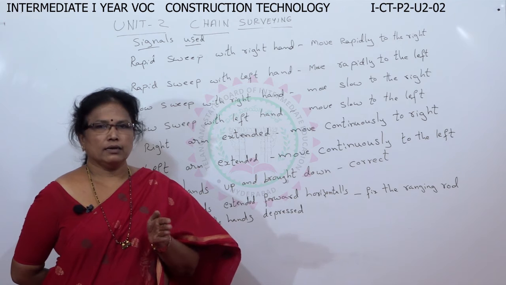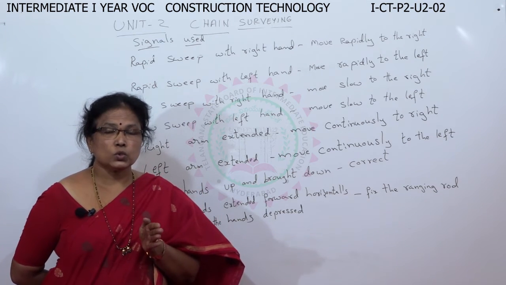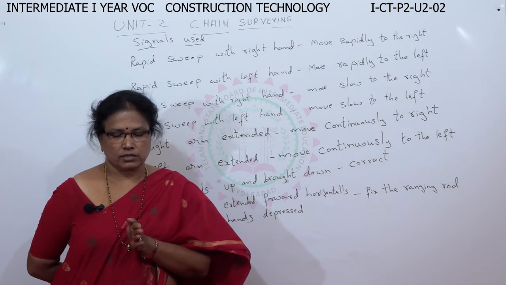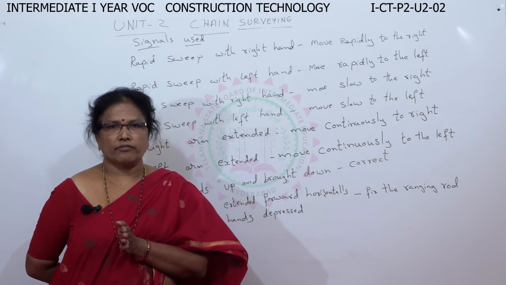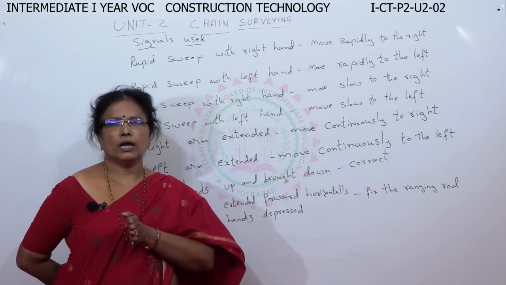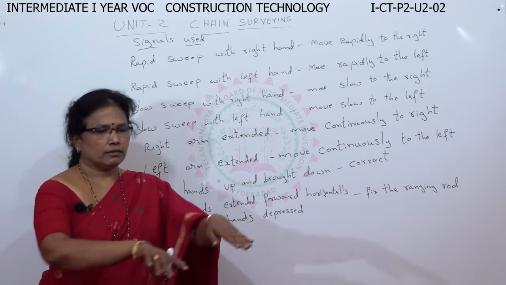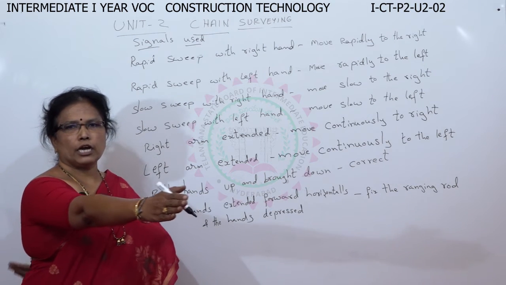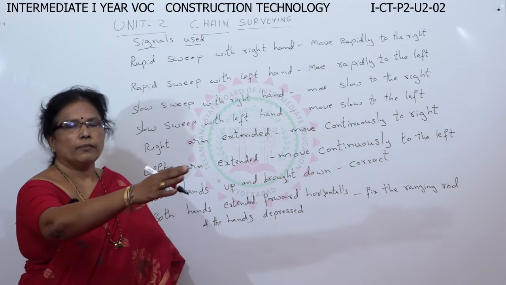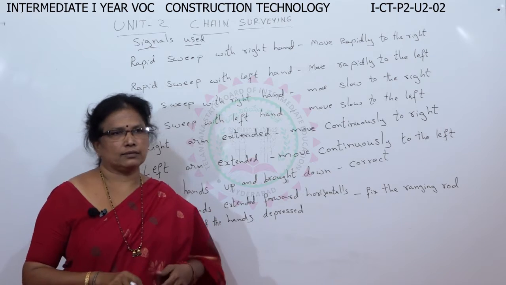Next signal is slow sweep, left hand. So like this, the left hand is swept slowly in the left direction. Then you have to move the ranging rod slowly to the left side. Then next, right arm extended. Right arm extended and continuously you will move the hand to the right side. Then you have to move the ranging rod continuously to the right hand side.